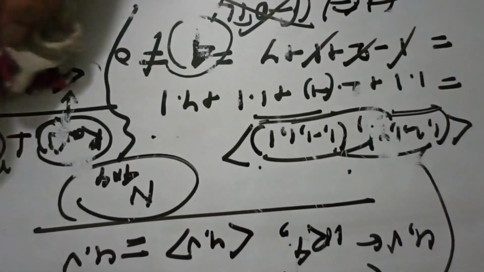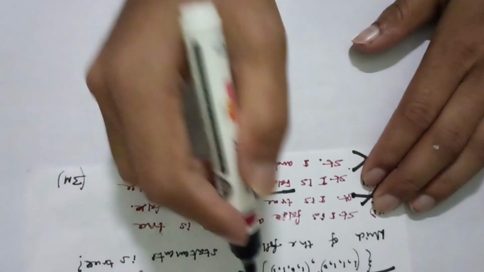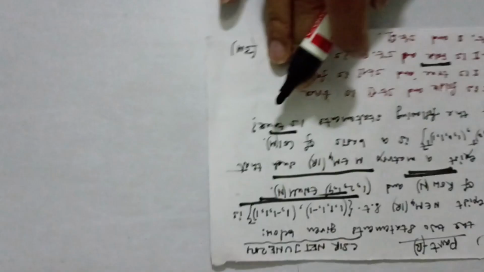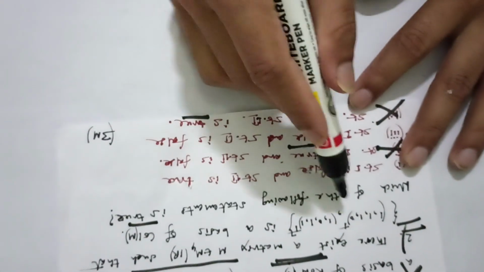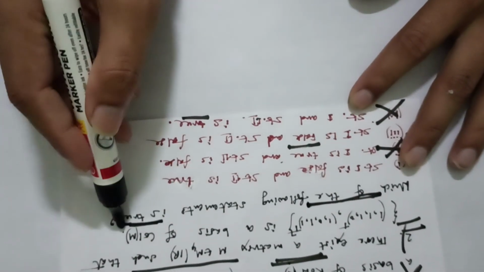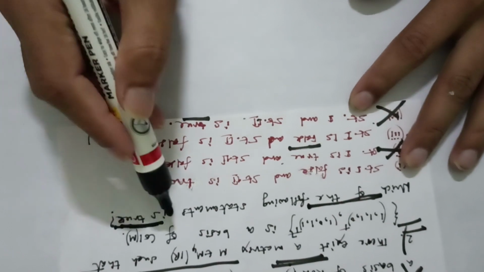See, option 2. What does statement 2 say? It says there is a matrix n such that this set is a basis of the column space. It is talking about the column space. So this is a basis of the column space. First of all it is linearly independent, and this set spans the column space.